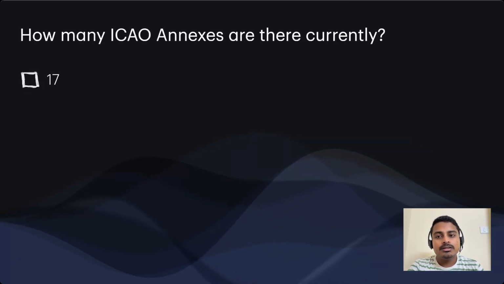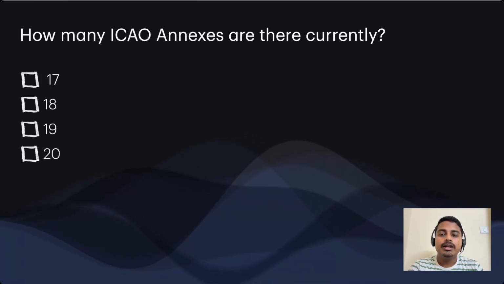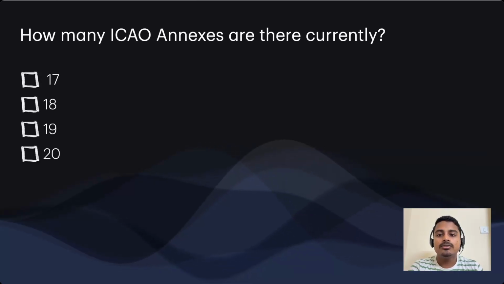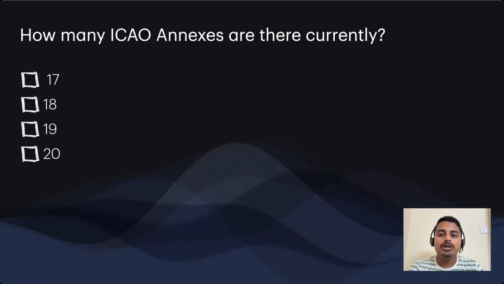Do we have 17 annexes in the ICAO? Is it 18, 19, or 20? In total, we have 19 annexes in the ICAO. Apart from the annexes, there are various other documents that support the annexes, but in total, we have 19 annexes.